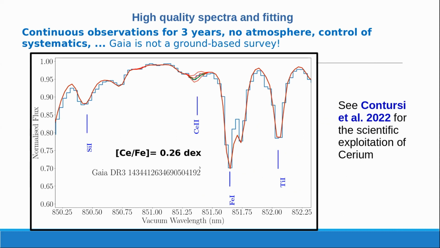We are able also to detect cerium. You can see that even with a small line and small variation, we can observe it and measure it. Indeed, there is a paper of Gabriele Contursi et al. 2022 in which he explores the cerium abundances of GSP-Spec.